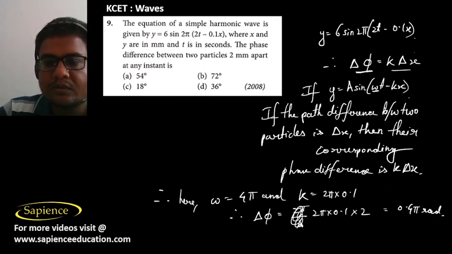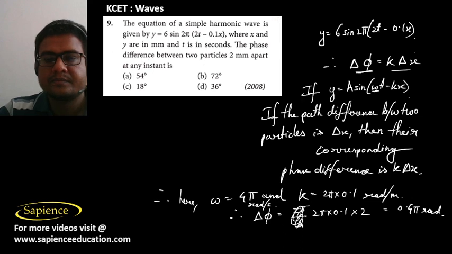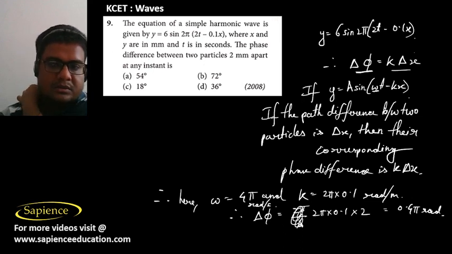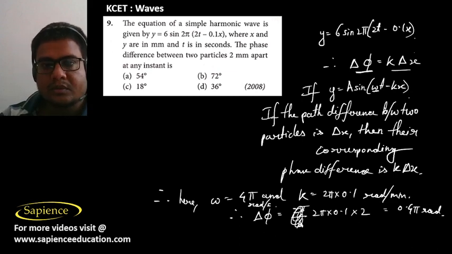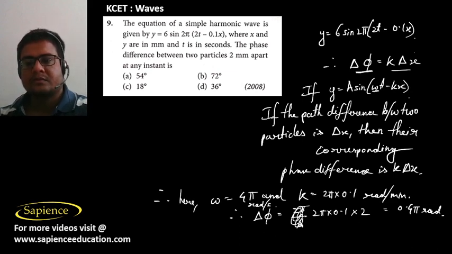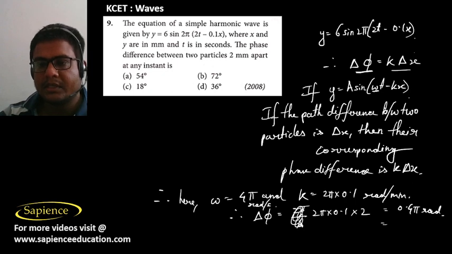So therefore the unit of k should be radian per millimeter, and the unit of omega should be radian per second. So this is radian per millimeter, sorry. So therefore it will be 0.4 pi radians. So this is 4 by 10 into pi radian, where pi radian means 180 degrees. So 18 into 4, that is 72 degrees.